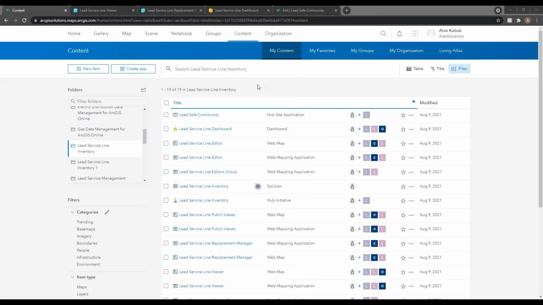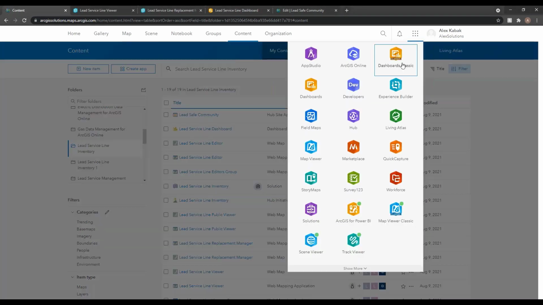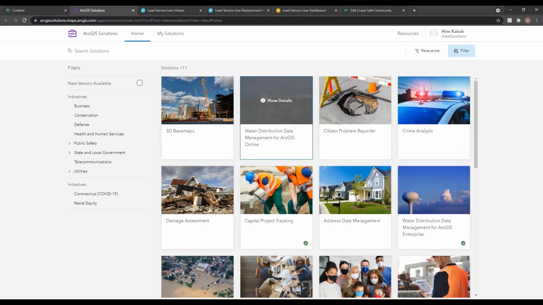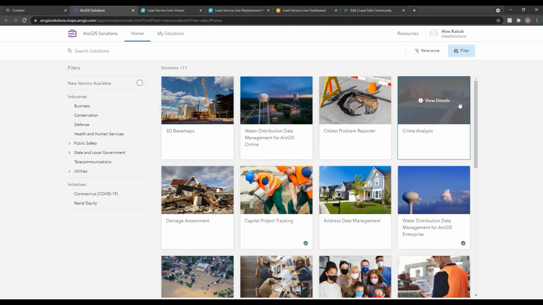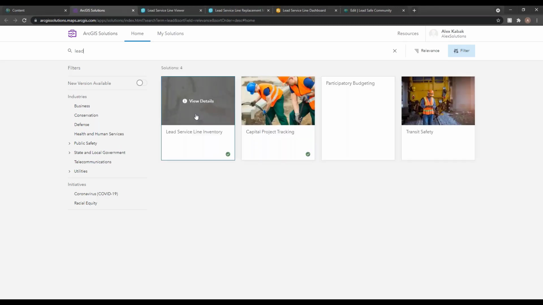So to deploy the solution in ArcGIS Online, you'll have a Chiclets button at the top near where your sign-in is. You can click the Chiclets button and open the Solutions app. The Solutions app is going to take you to our solutions page, and you're going to see all of our solutions listed out. We're going to want to search for lead, and it should be one of the first ones listed. You can click it.